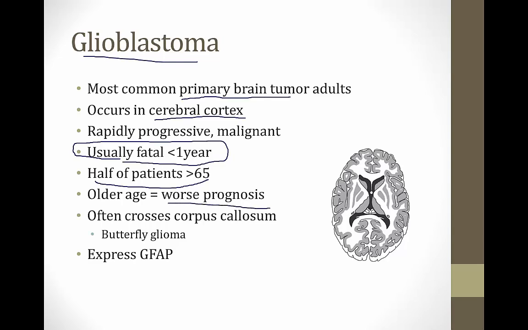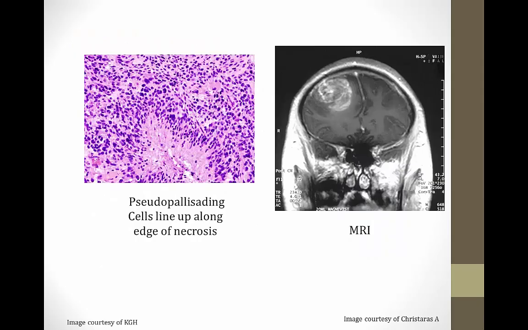These tumors sometimes cross the corpus callosum and occur on either side of the brain, and when they do, they're called a butterfly glioma. So if you look at this cross section of the brain on the right, the tumor will invade both sides like this, and it will look like a butterfly protruding out from the middle of the brain. They express a protein called GFAP, which is glial fibrillary acidic protein, and this is one of the ways you can identify that the tumor is a glioblastoma. On the right is an MRI picture of a patient with a glioblastoma, and you can see that the tumor is invading the cerebral cortex.